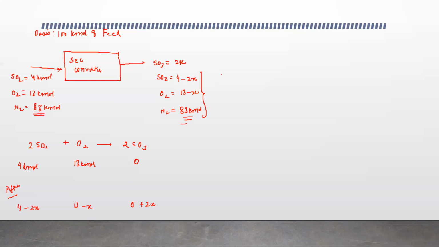All right, so let's call the total P. So 0.45%, that is 0.45 by 100 into P, is equal to whatever is SO2. So SO2 is nothing but 4 minus 2x, right? Now what is P? P is basically the sum of all, right? So it's going to be 83 plus 13, that is 96, plus 4, that is 100. P is going to be 83 plus 13 minus x, I'm sorry, 13 minus x, plus 4.